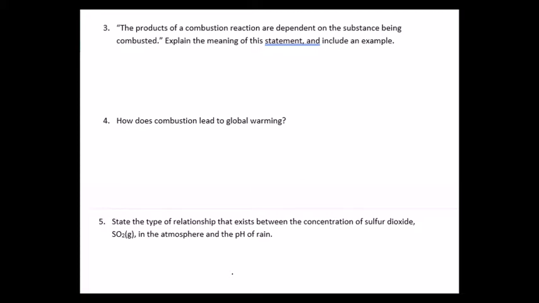The products of combustion reaction are dependent on the substance being combusted. Explain the meaning of the statement and include an example. So the example that I gave is if we burn coal, which is just solid carbon, and anytime we burn something we need oxygen, well, we would just make CO2. Right, so those would be the products. But if you have that sulfur in there and it combines with the oxygen, we also make SO2. So depending on what you have there, it changes the products.